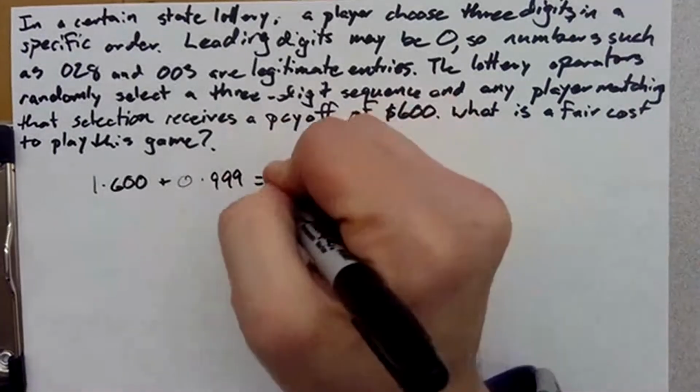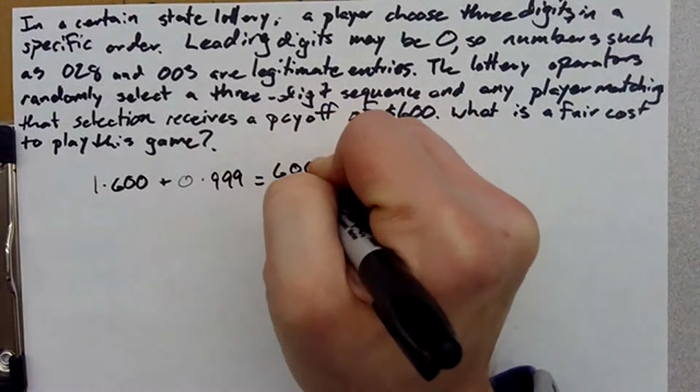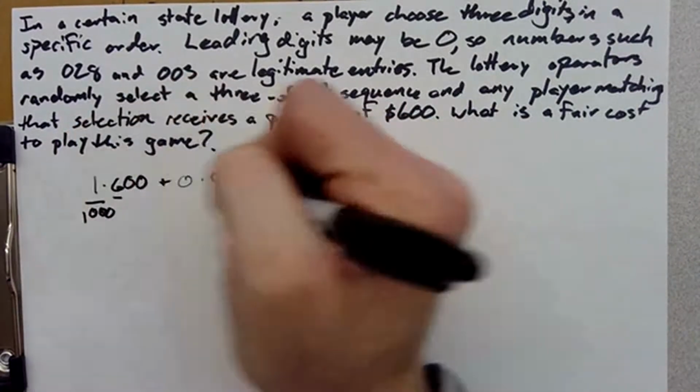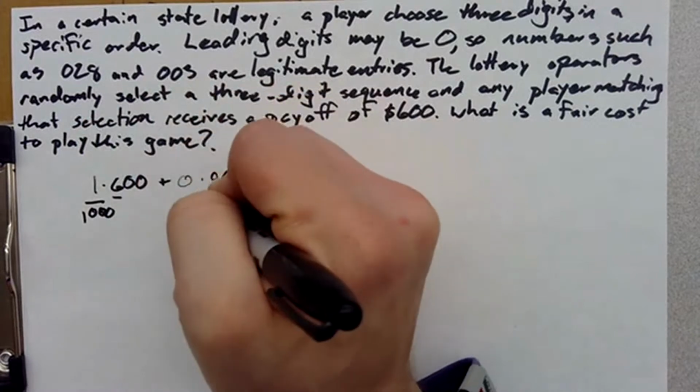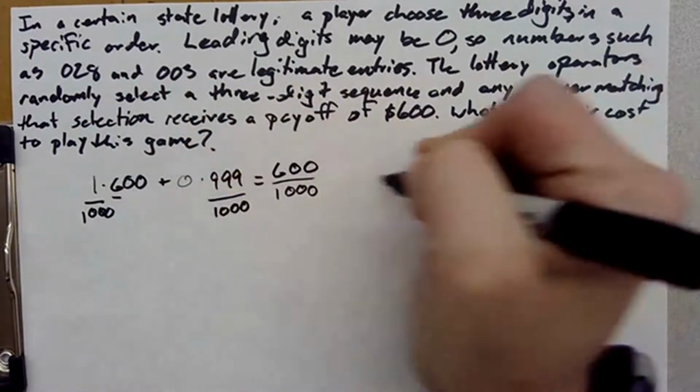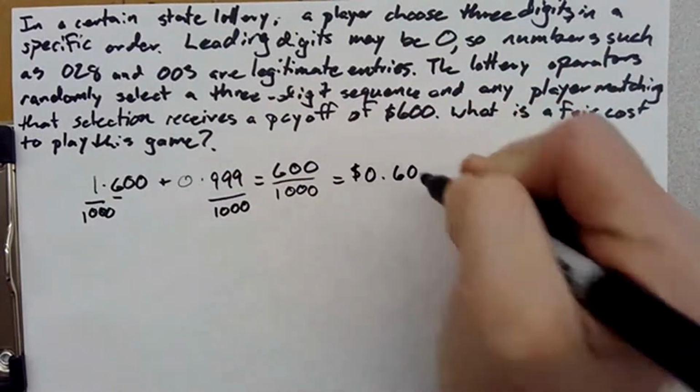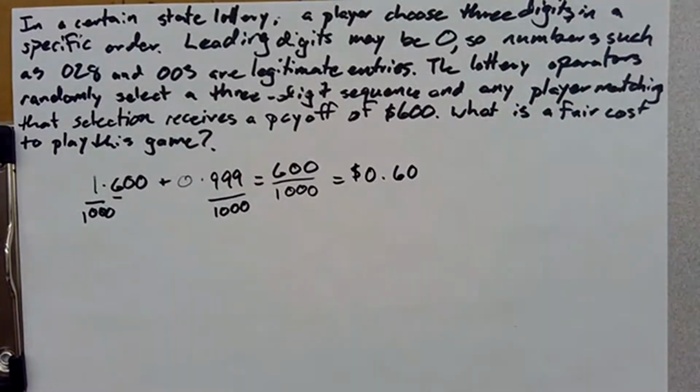And then we need to divide this by 1,000. This is really 1 over 1,000 times 600 plus 0 times 999 over 1,000. And that's going to give us 60 cents. And that 60 cents is the fair price to play the game.